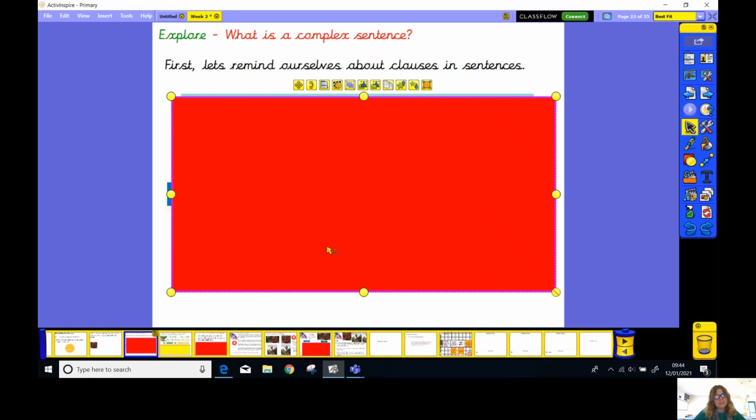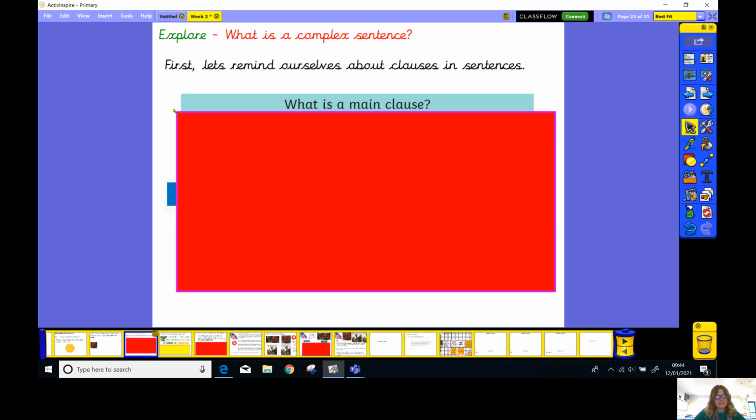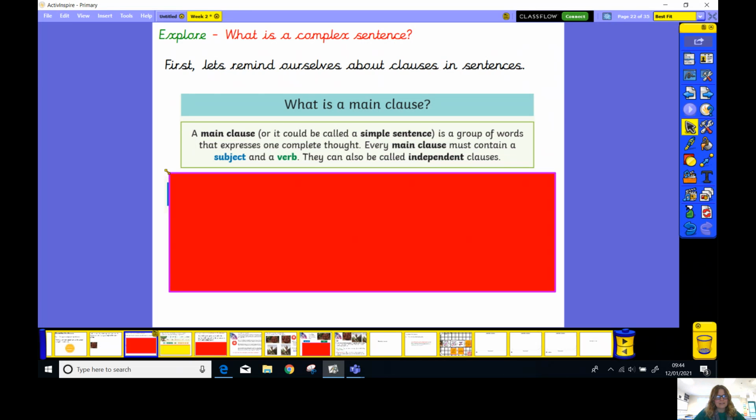Now, a main clause is the part of the sentence that makes sense on its own. Let's read about it. So a main clause, or in a simple sentence, is a group of words that expresses one complete thought. That means it makes sense on its own. Every main clause must contain a subject and a verb. They can also be called independent clauses. We usually call them main clauses, don't we?